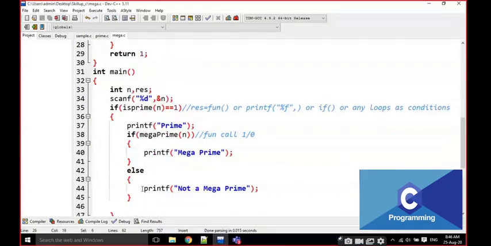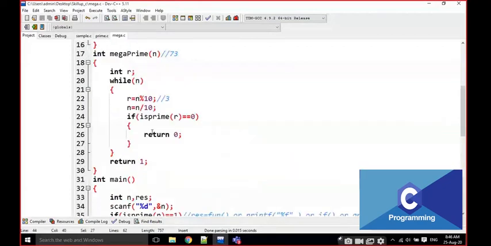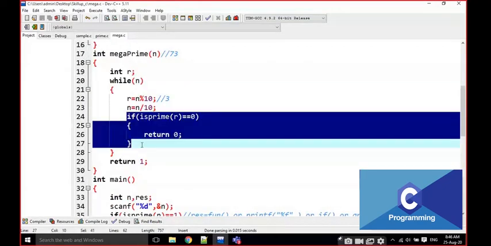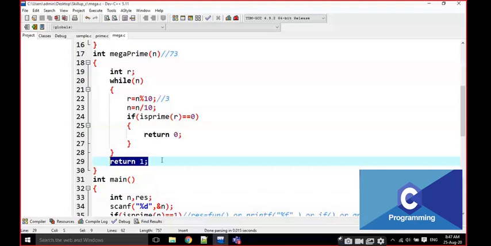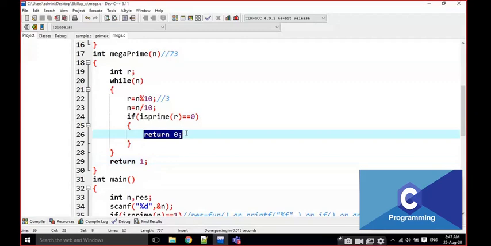Return 0 means it is not a mega prime. I am going to check all the digits in that number. If all the digits are prime, then I am going to return 1 here. Finally I am going to return 1 here. Is it clear everyone what I am doing in a negative sense? I am not checking here whether the digit is a prime or not. If the digit is not a prime, I am going to return 0 here.